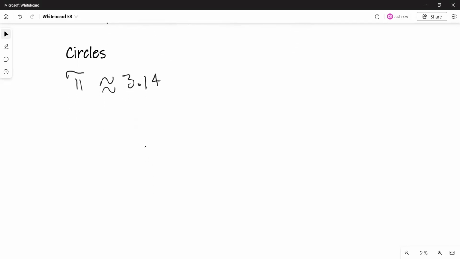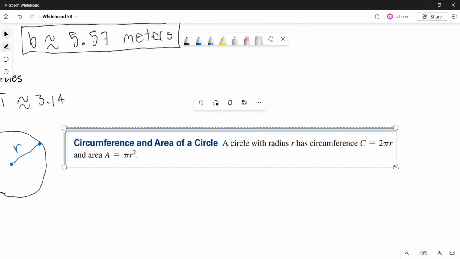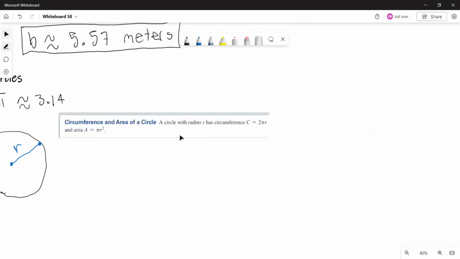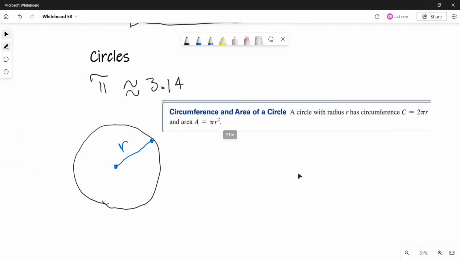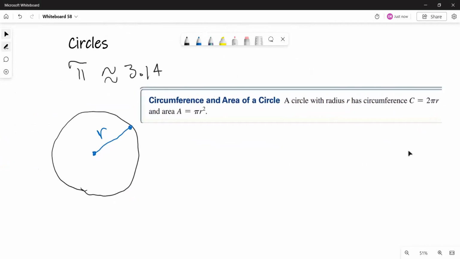Let's say we have a circle with radius r. The radius is the distance from the center to any of the sides. So a circle with radius r has circumference 2 pi times r, or pi times diameter, and area pi times the square of the radius.